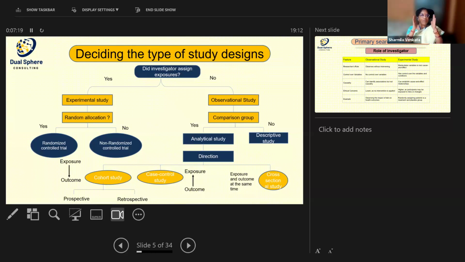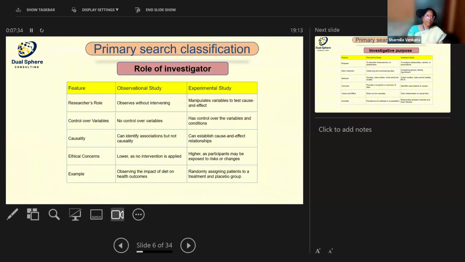So think of descriptive studies as reporting the news, while analytical studies are investigative journalism; they dig deeper to understand causes. So here we are seeing the first way of classifying study designs, by the role of the investigator.